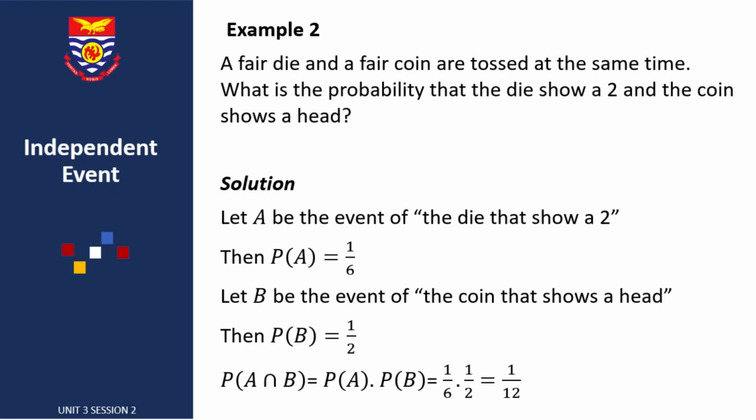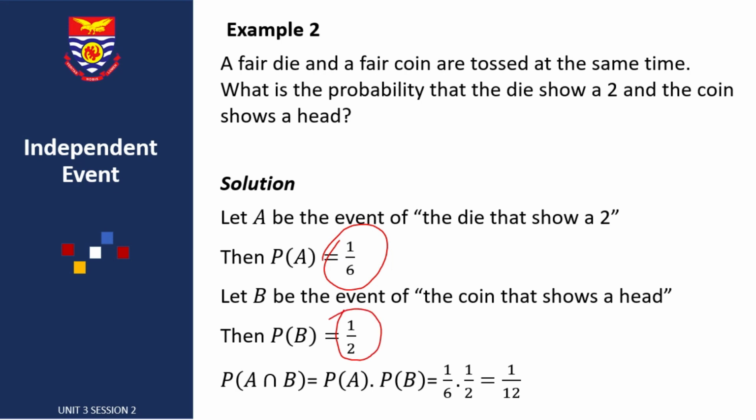Now, if you let A be the event that the die shows a 2, how many 2s do you have on a die? A single die has only 1, out of how many numbers? Out of 6: 1, 2, up to 6. So the probability of A will be equal to 1 over 6. Agreed? Yes. And if B is the event that the coin shows a head, in the toss of a coin you have only 2 sides, a head and a tail. So the probability of a head will be 1 out of the 2 possible results. So the probability of B equals 1 over 2.